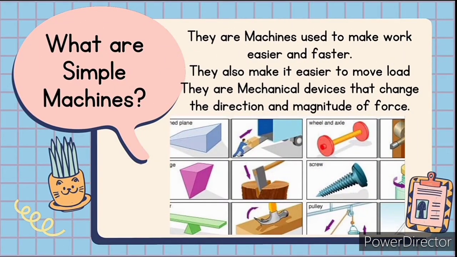Now, what are simple machines? They are machines used to make work easier and faster. So any machine you use to make any work easier and also faster is known as a simple machine. They also make it easier to move load. What is a load? A load is any of the forces that a structure must oppose. They are also mechanical devices that change the direction and magnitude of force. So they change the direction where a force is going to. They can alter it, or they can change the size of a force.